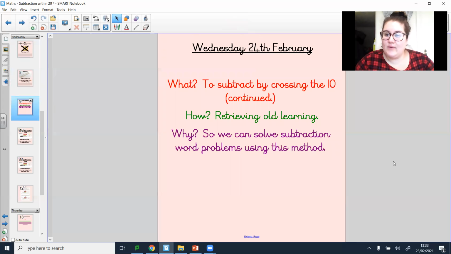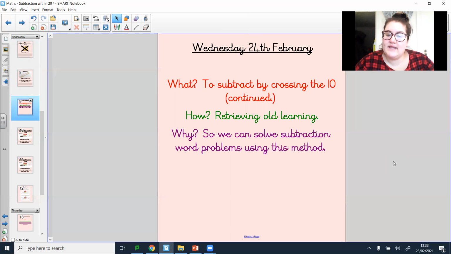So let's have a look what we're going to do today. We are going to continue, that means carry on, to subtract by crossing the 10. This is going to be the last lesson we're going to have solely devoted to this, and then tomorrow and Friday we'll be doing some more subtraction, but we'll be using lots of methods that we've learned before. But today we are going to continue to subtract by crossing the 10 so that we can consolidate this and get it fixed into our brains.